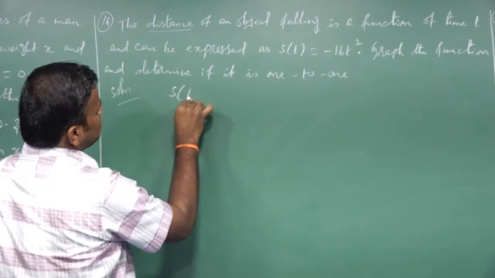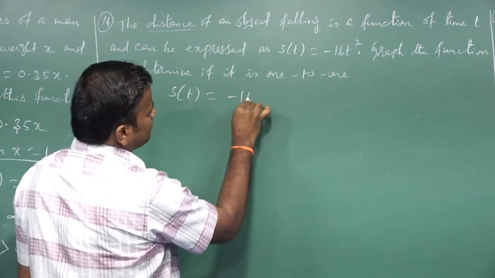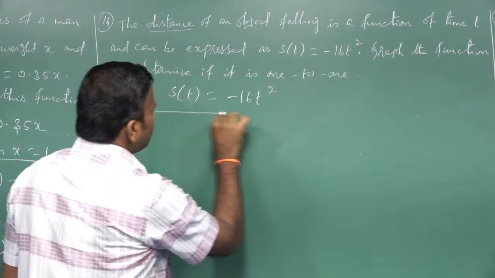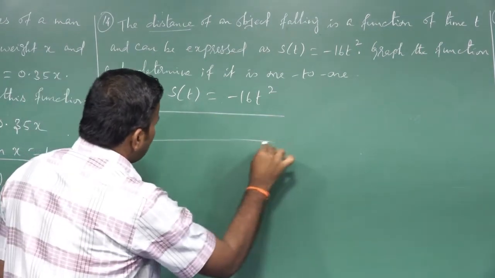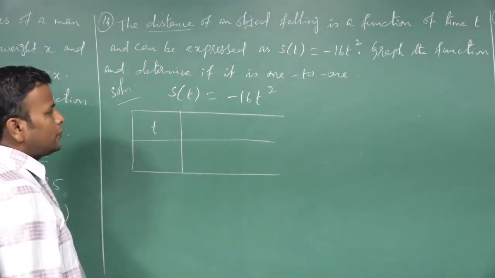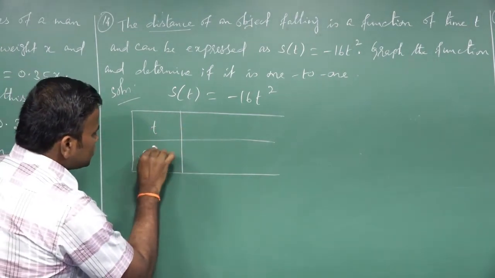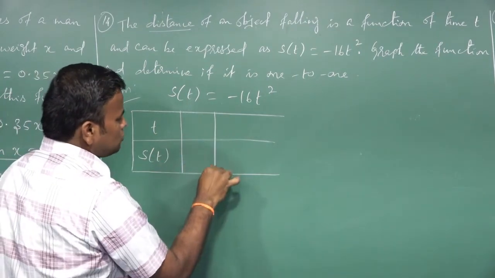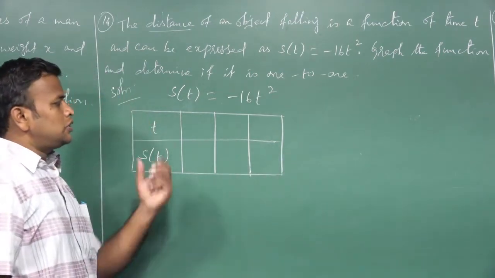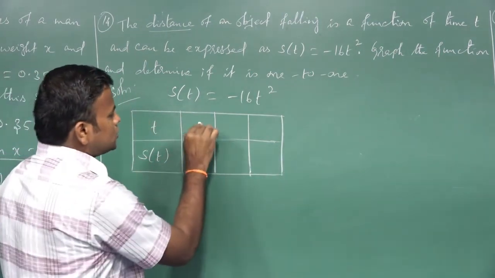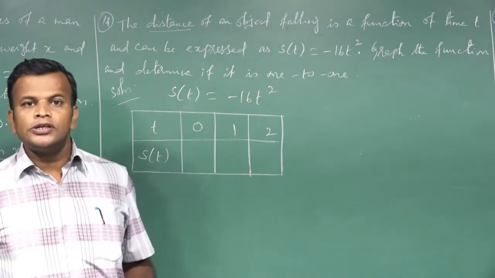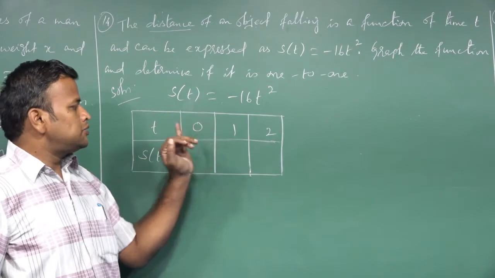What is the given distance equation? S of t is equal to minus 16 t square. To draw the function, I form a table. Here, one column indicates the value of t. Next one is the function value s of t. It is your choice, we can put any values. To draw the diagram, I put just 3 values. Suppose the value of t is 0, 1 and 2. It is your choice to put some negative or positive values. I put just 3 values: 0, 1 and 2.